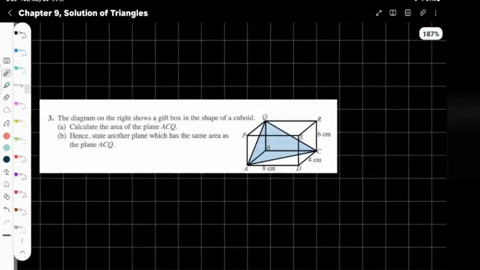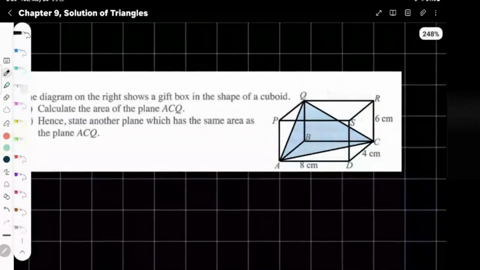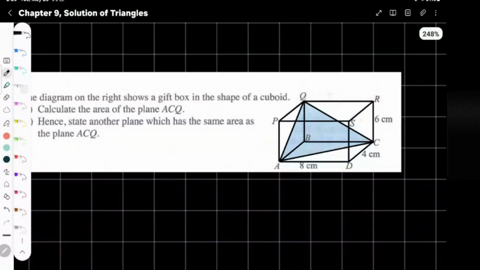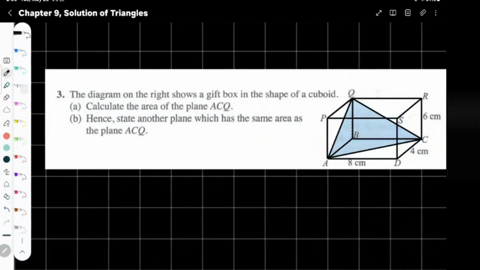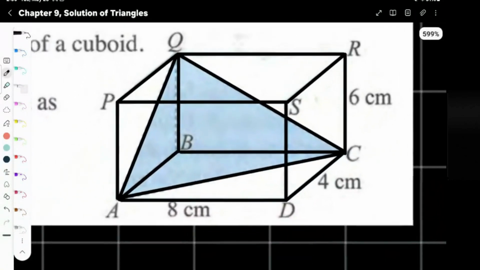So now let's do this one here. Let's do this one together. I also don't know how to do this. So let's do this together. So they give you a diagram on the right. Okay, a gift box in the shape of a cuboid. Can we use any of this? No lah, because the property is simple. Calculate the area of the plane. Okay, they ask you the area of the plane.